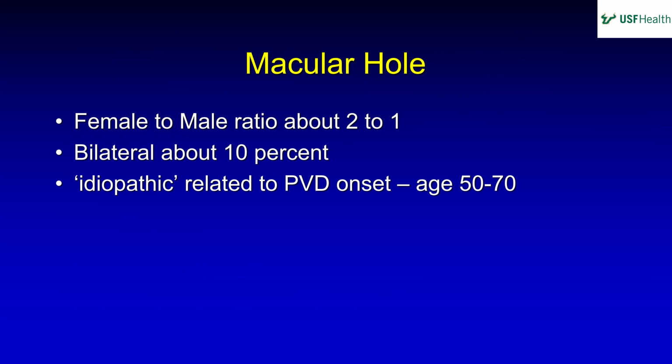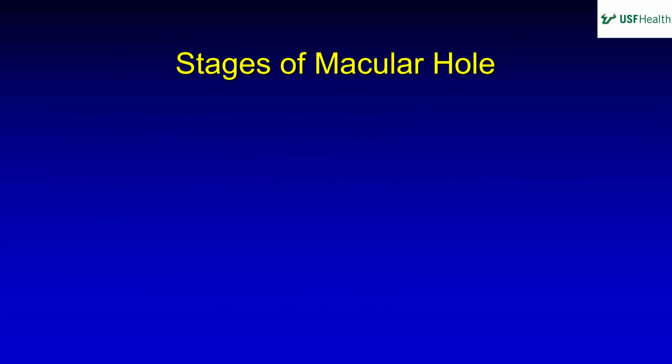So macular hole, male to female ratio is 2 to 1. It's not 90% female, it's about 66% female. So it's predominantly female, but they're not that rare in men. Bilateral, about 10%. And they usually come on with PVD, so it's another PVD disease.